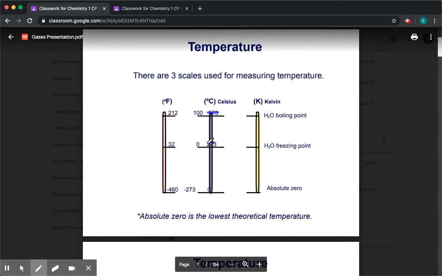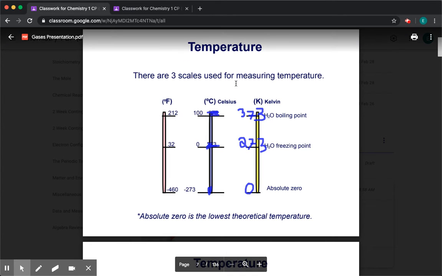They messed this up a little bit, so let me fix this so that it's more easily visible what they're trying to tell you here. Okay. So this should be 373. This should be 273. And then this is 0. Okay. So what they're trying to show you is just compare the different units of temperature.